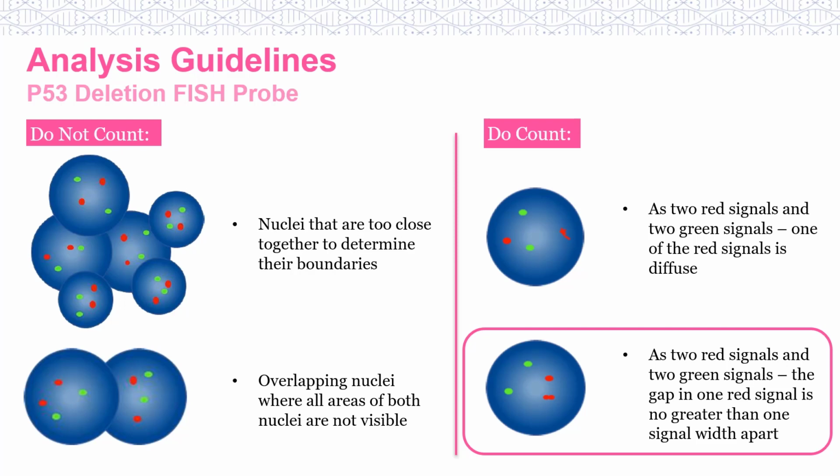Secondly, cells like the one on the bottom right may also be seen that appear to have a small gap. If this happens, consider the guideline that if 2 signals of the same colour touch each other, or the distance between them is no greater than 1 signal width apart, or if there is a faint strand connecting the 2 signals, then it should be counted as 1 signal. Therefore, this cell should be analysed as 2 red signals and 2 green signals. Please remember, although red signals were used in these examples, these rules apply to green signals as well.